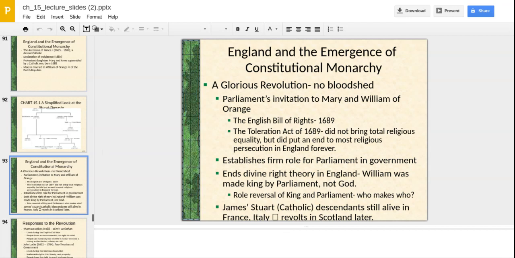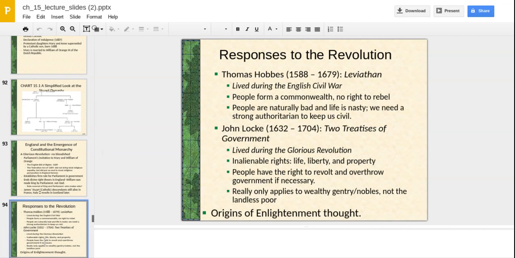And that's how they see it. The role reversal of king and Parliament, who makes who? They're going to share power. James's Stuart descendants are still alive in France and Italy, and revolts in Scotland happen later on. So what are some responses to the revolution?